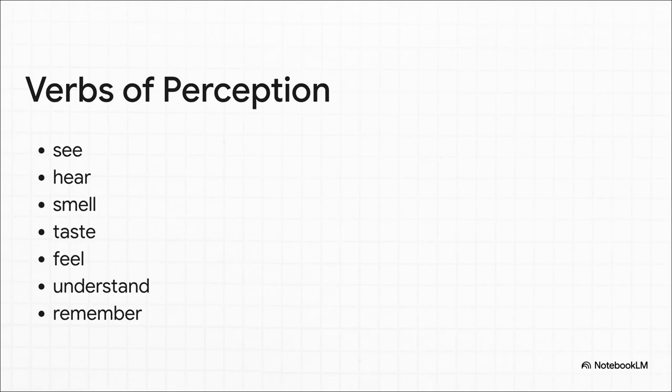So what are these magical verbs? Well, they're the verbs of perception. Your senses. Verbs like see, hear, smell, taste, feel, and we can even throw in a couple of mental ones, like understand and remember. For this special little club of verbs, our main rule just goes out the window. Could is totally fine, even when you're talking about a very specific moment in time.